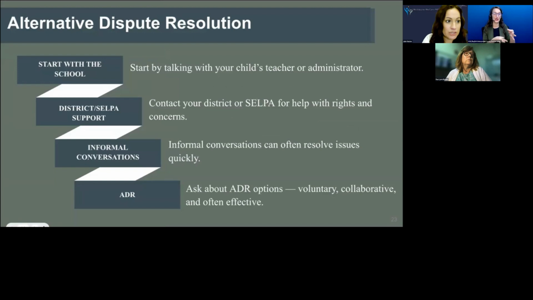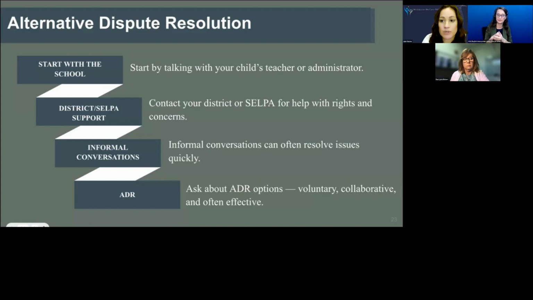Alternative dispute resolution. So you always want to start by talking with the school. Start by talking with your child's teacher or the administration at the school site, and try to resolve your issue at the lowest level possible. If you are unsuccessful with that, you can reach out to your district or SELPA for support. Contact your district or SELPA for help with rights and concerns. There you can have informal conversations, which can often lead to the resolution of issues fairly quickly.